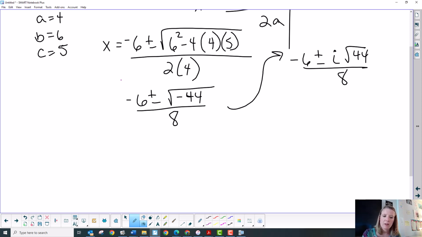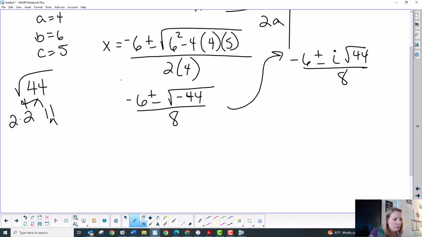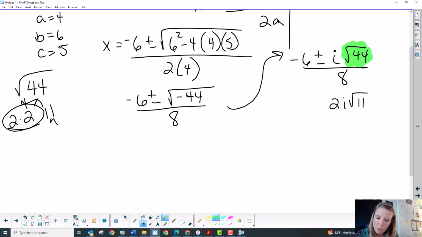Then I'm going to simplify the 44. I'll do that over here. 44 is 2 and 2 and 11, because it's 4 and 11. Sorry. The 2's get married. So it's 2i square root of 11, because again, I'm replacing the square root of 44 with the 2 and the square root of 11.